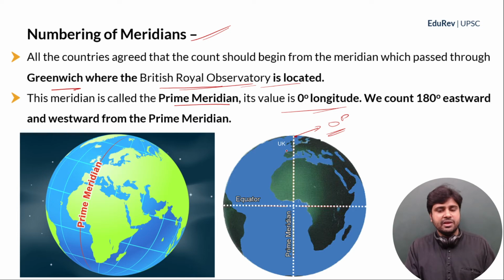I hope you're understanding. So just like the equator, we have a prime meridian. The value of the prime meridian is 0 degree longitude, and it passes through a village called Greenwich, in the United Kingdom, where the British Royal Observatory is located. Clear? So from the prime meridian, we count 180 degrees eastward and westward. Starting from the 0 degree longitude, we count 180 degrees eastward and 180 degrees westward. So exactly behind the prime meridian, on the other side of the globe, you have the 180 degree longitude. I hope you're understanding this.